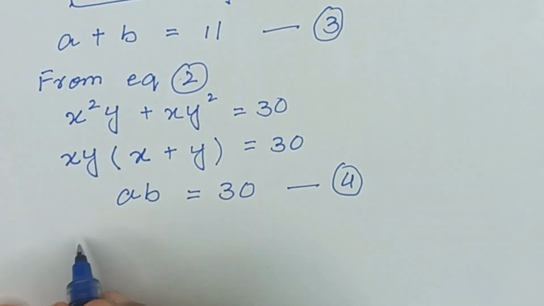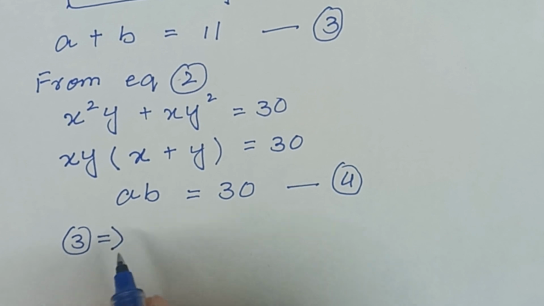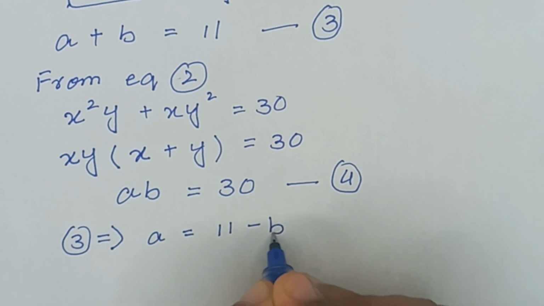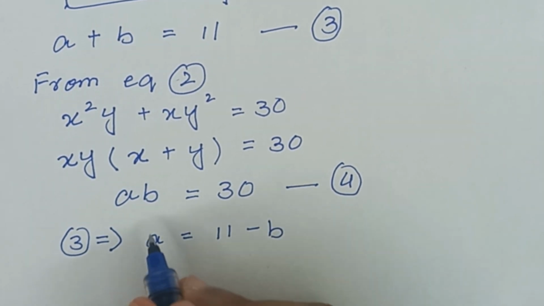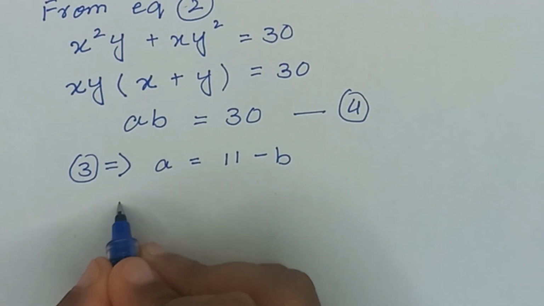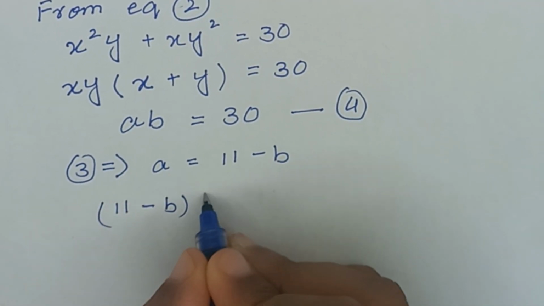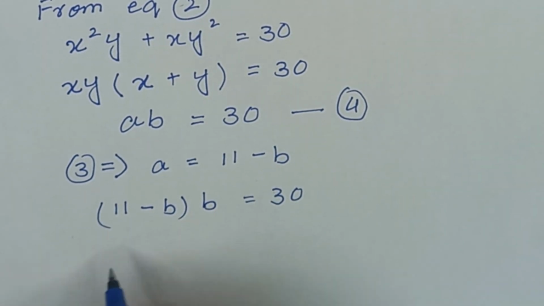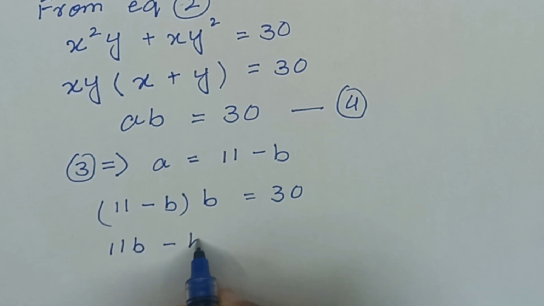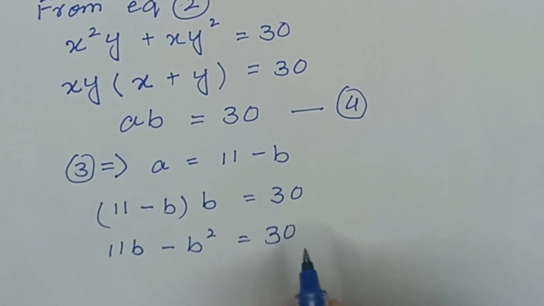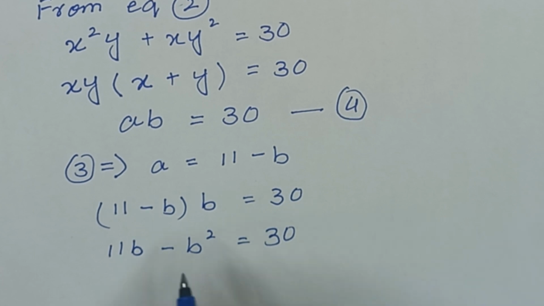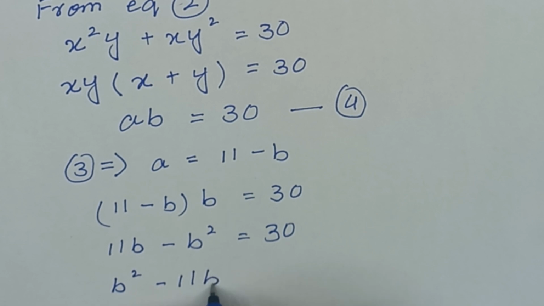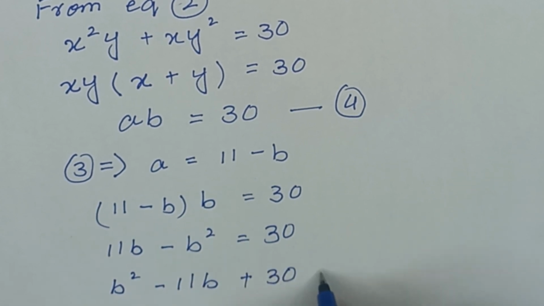Now from equation number 3, a will be equal to 11 minus b. Now we will substitute the value of a in equation number 4. So it will become 11 minus b into b is equal to 30. So it will become 11b minus b square, which is equal to 30. We will take this side to the right hand side, so it will be equal to 0. So it will become b square minus 11b plus 30 is equal to 0.